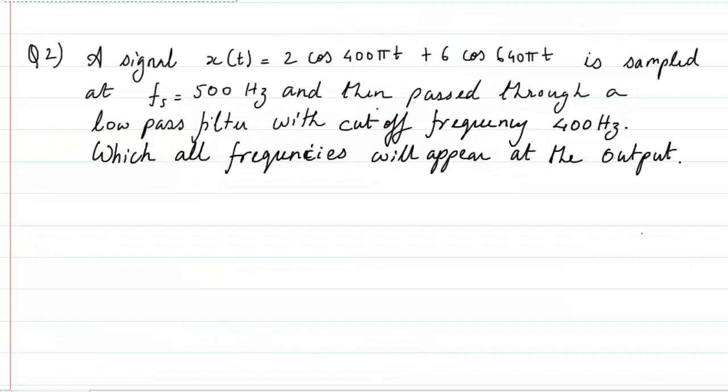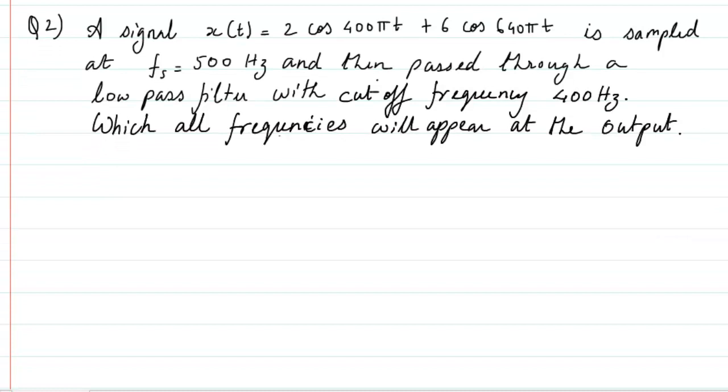Next problem, a signal x of t is given by 2 cos 400 pi t plus 6 cos 640 pi t, is sampled at a sampling frequency of 500 hertz and then passed through a low pass filter. Okay, so let us look at the scenario, and then we have to find out which all are the frequencies that will appear in the output. So let us do it one by one.